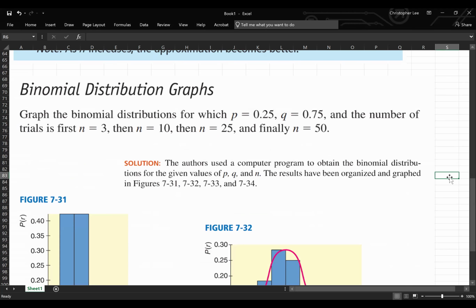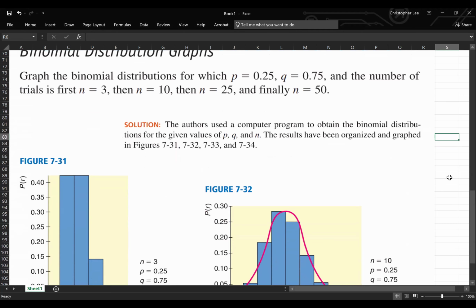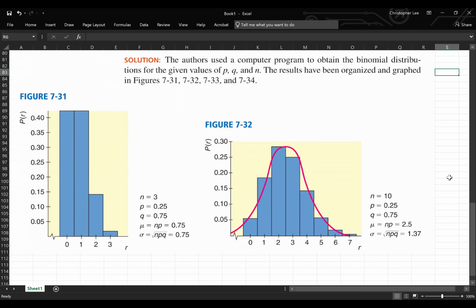We have the binomial distribution graphs. So the graph of the binomial distribution for p equals 0.25, where q is equal to 0.75, and the number of trials is first n equals 3, then n equals 10, then n equals 25, and finally n equals 50, right? Here's how that looks right here, right? So the authors use a computer program to obtain this binomial distribution, right?